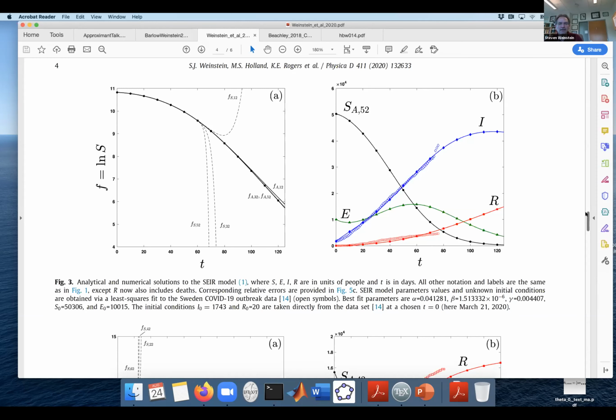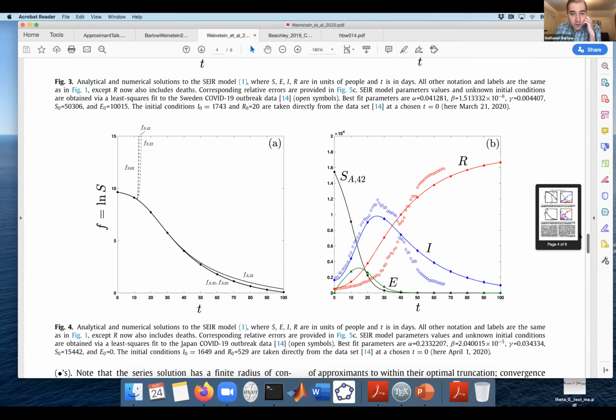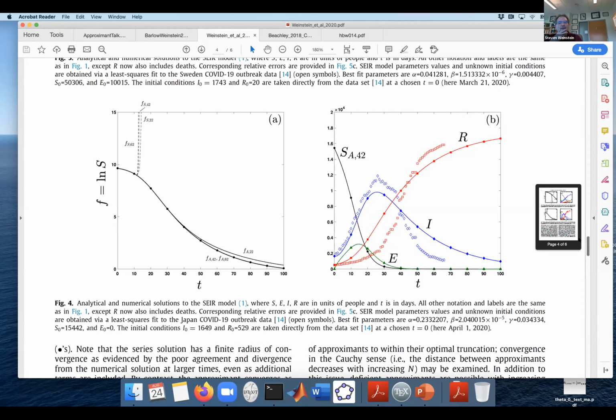What was the last one in the United States? I can't remember. This one is Japan. Yeah, we had that in our first paper. We predicted where the peak was going to be, even though the number was not the right number. The point is, again, notice the data points and the solid curves. The data points, which are filled in, are numerics, and the solids are the analytical expression.